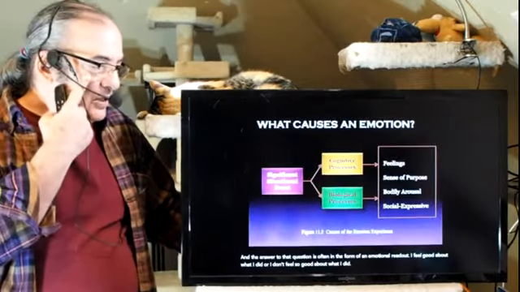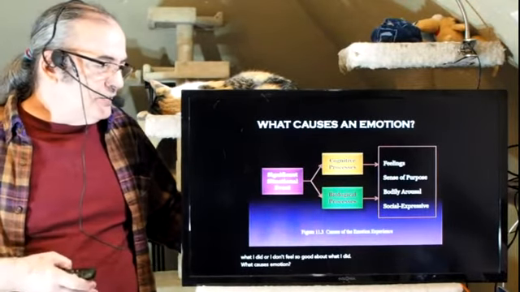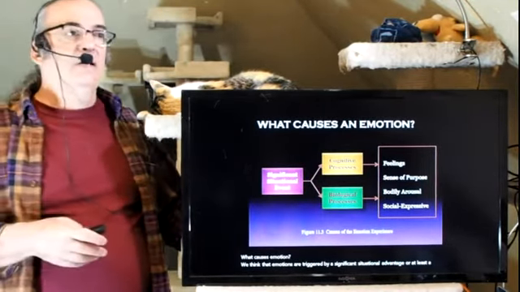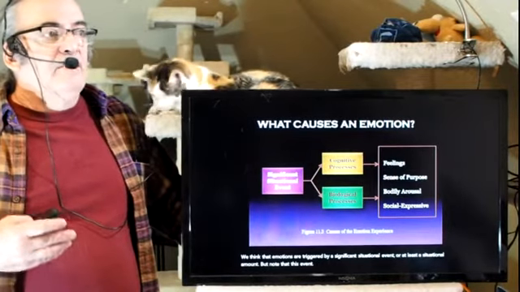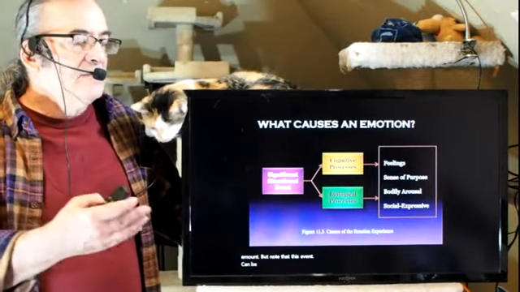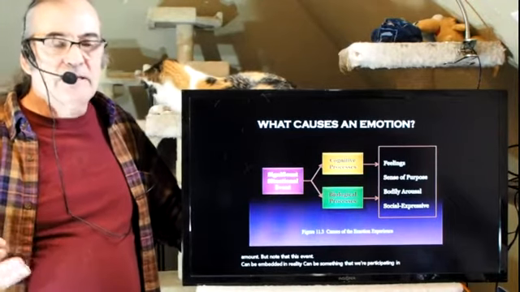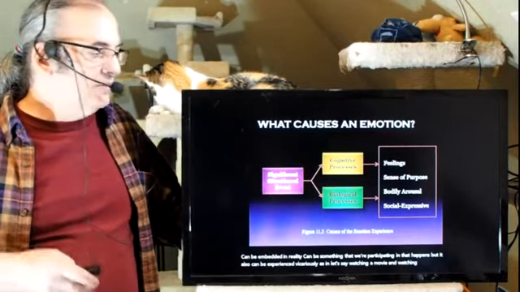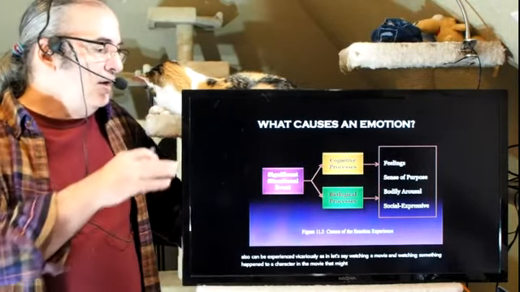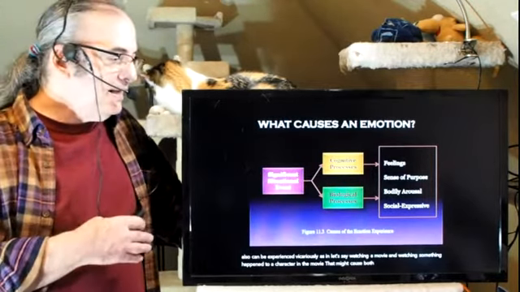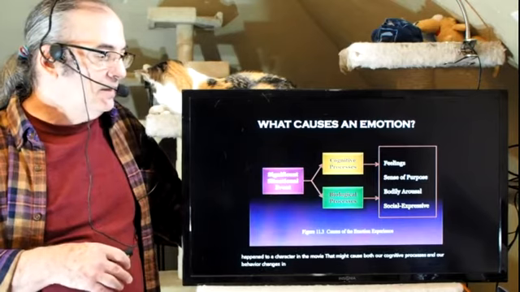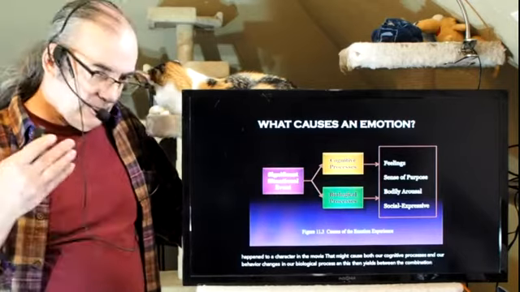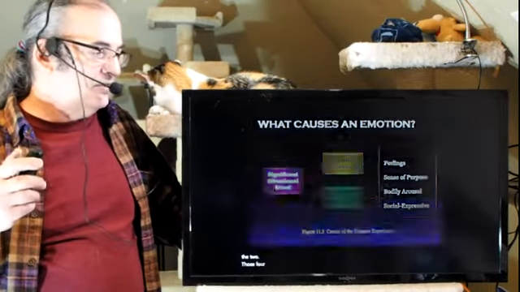Now, what causes emotion? Well, we think that emotions are triggered by a significant situational event. But note that this event can be embedded in reality, something that we're participating in, but it also can be experienced vicariously, as in, let's say, watching a movie and watching something happen to a character in the movie. That might cause both our cognitive processes and our behavior changes in our biological process. And this then yields, between the combination of the two, those 4 components of emotion we previously described.